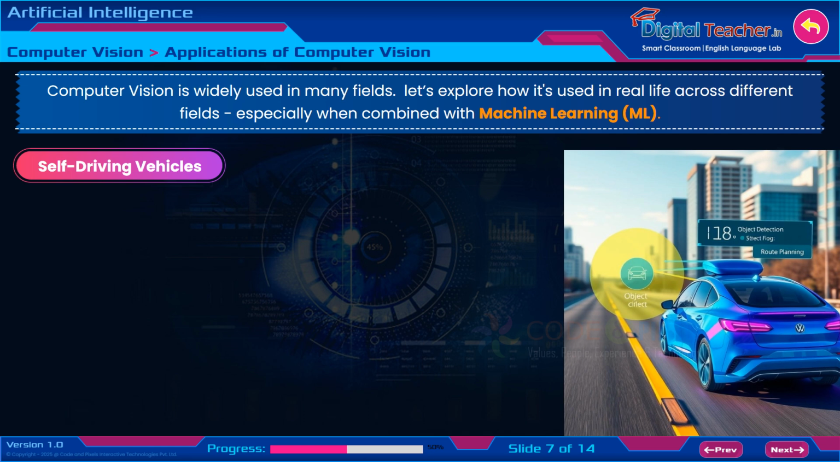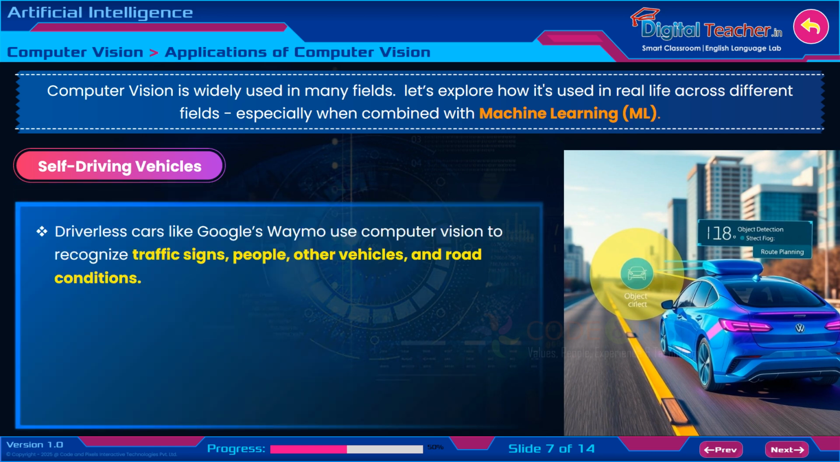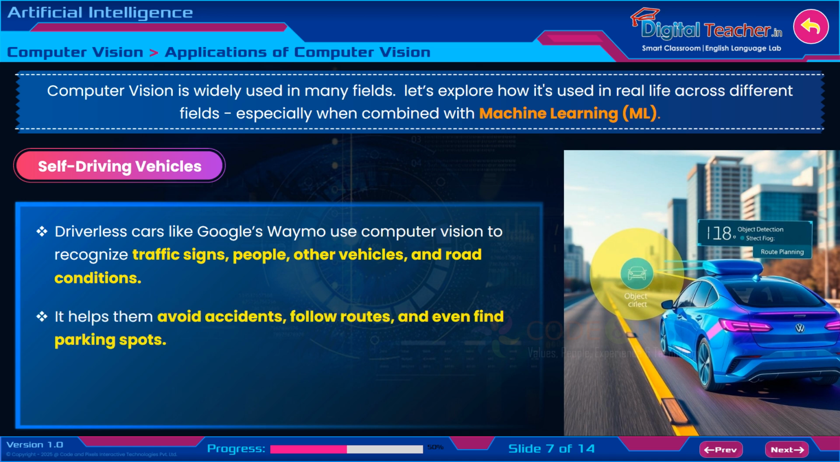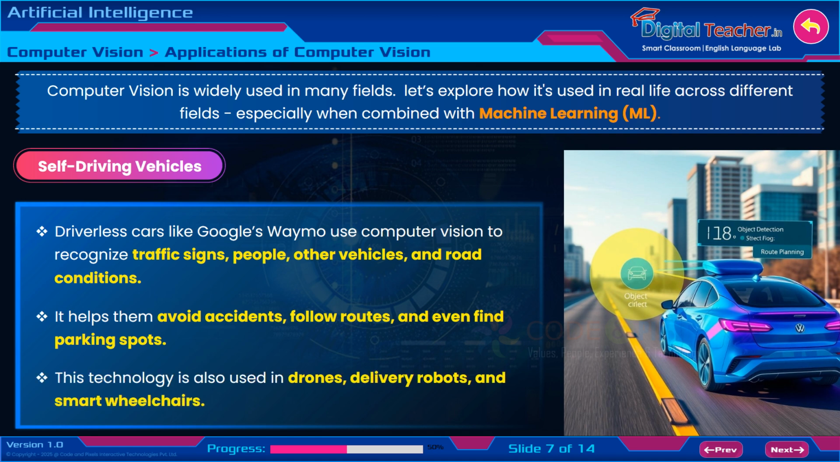Self-driving vehicles. Driverless cars like Google's Waymo use computer vision to recognize traffic signs, people, other vehicles, and road conditions. It helps them avoid accidents, follow routes, and even find parking spots. This technology is also used in drones, delivery robots, and smart wheelchairs.